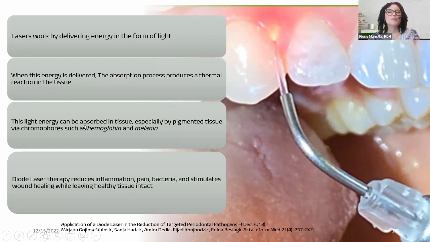That light energy is going to be absorbed in the tissue, and the laser works because it is seeking out pigmented chromophores. And those two pigmented chromophores that I want you guys to get familiar with are hemoglobin and melanin. So the laser knows to seek out those particular pigmented pathogens and leave the healthy tissue alone. Diode laser therapy has been proven to reduce inflammation, pain, bacteria, and it stimulates wound healing while leaving the healthy tissue intact. The reason it knows to leave the healthy tissue intact is based on wavelength and also the hemoglobin and melanin aspect, where it is seeking out those pigmented components.